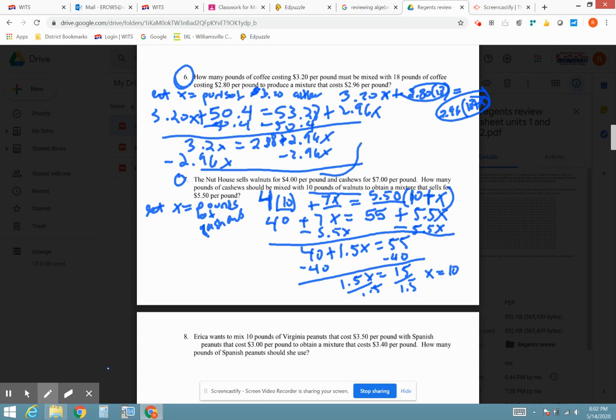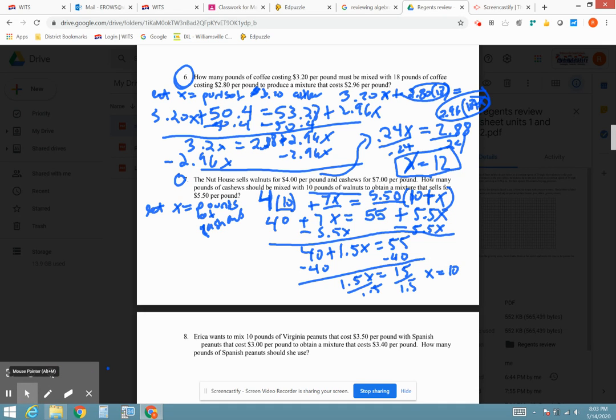So I have 0.24x equals 2.88. So 2.88 divided by 0.24 gives me 12. So I would need 12 pounds.